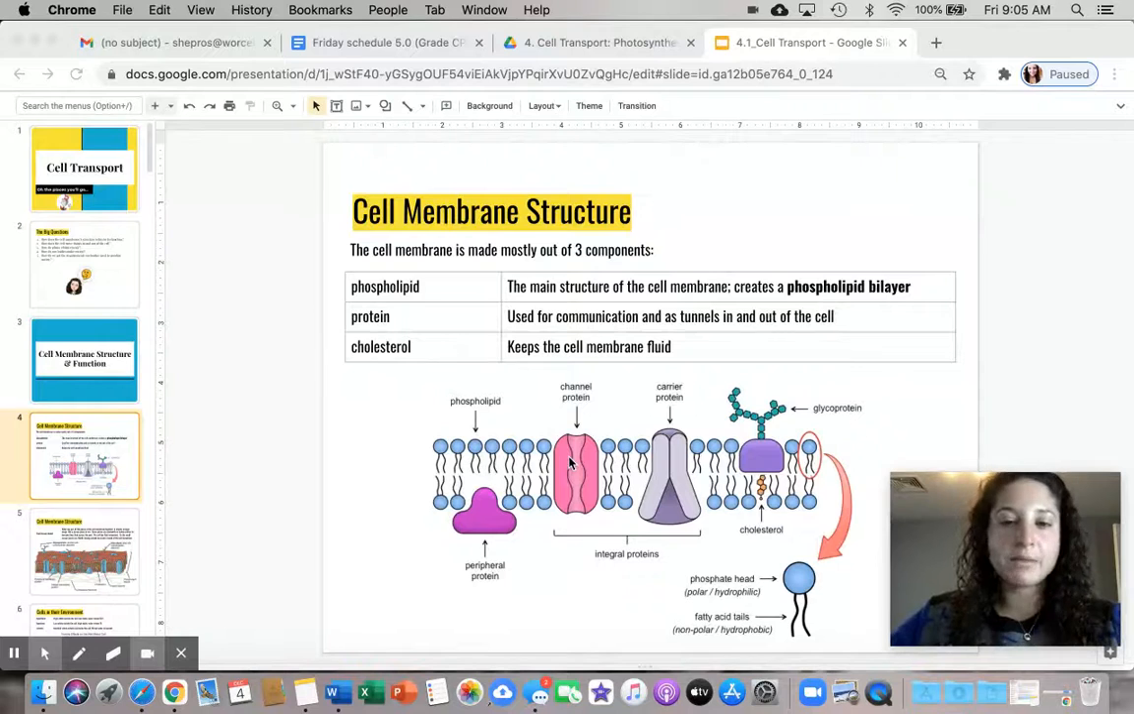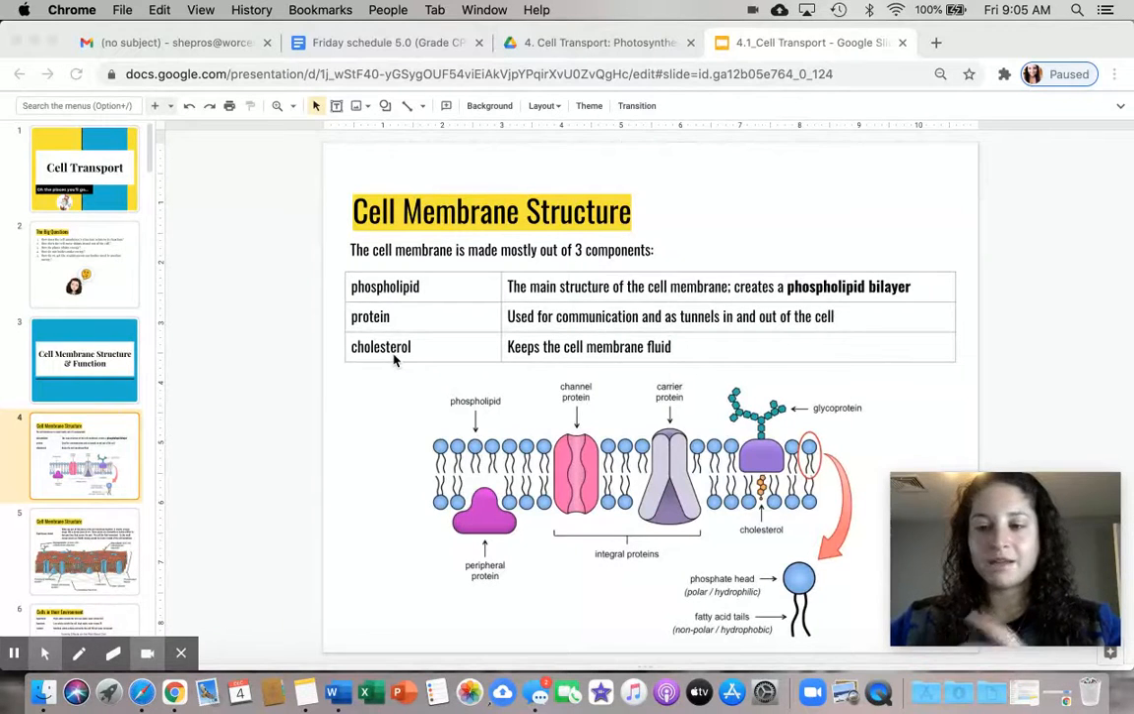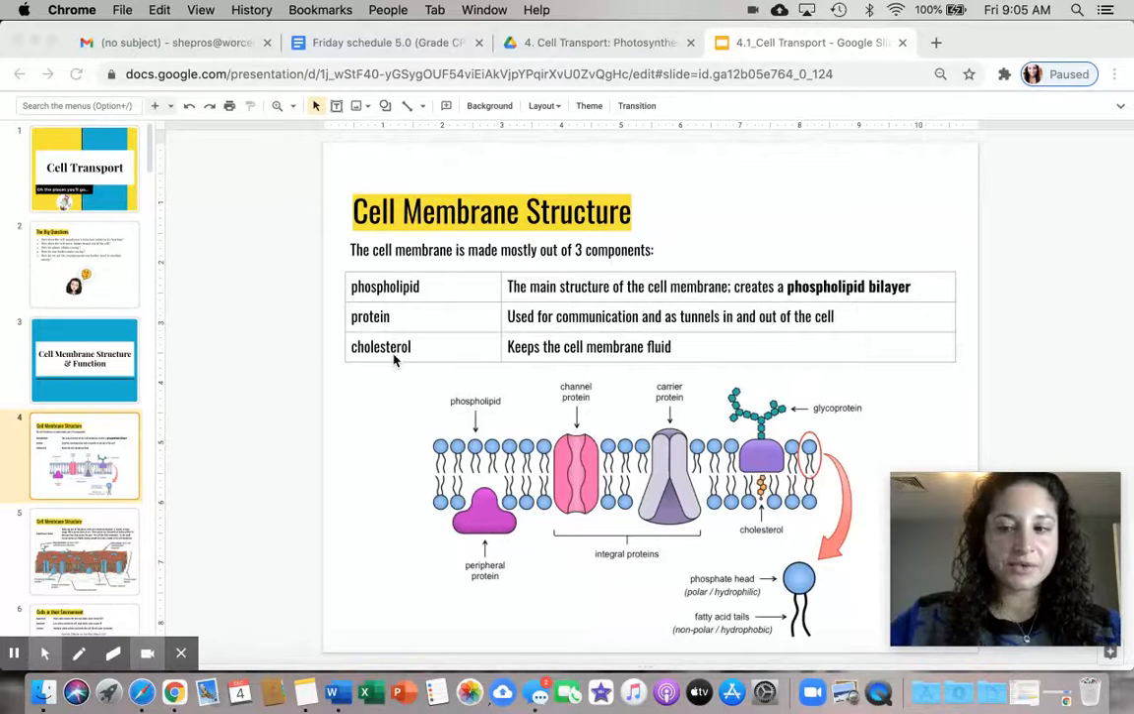The third main component of the cell membrane is cholesterol. I know cholesterol gets a bad rap. If people's cholesterol is too high, they generally have to look at their diet, so what they're eating, as well as their exercise routine. Some people, it is more genetic, so it's going to happen to them regardless. In this case, cholesterol is a really, really good thing to have in your cell membrane. It is actually crucial that you have cholesterol in your cell membrane.